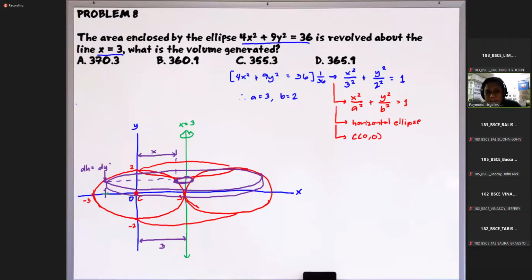Got it? So the distance of this from the y-axis should also be equal to x. Again, due to symmetry, in terms of coordinates this should be positive and this should be negative. But in this case, we are talking about the absolute, or positive, distance. So we can take both x as positive.